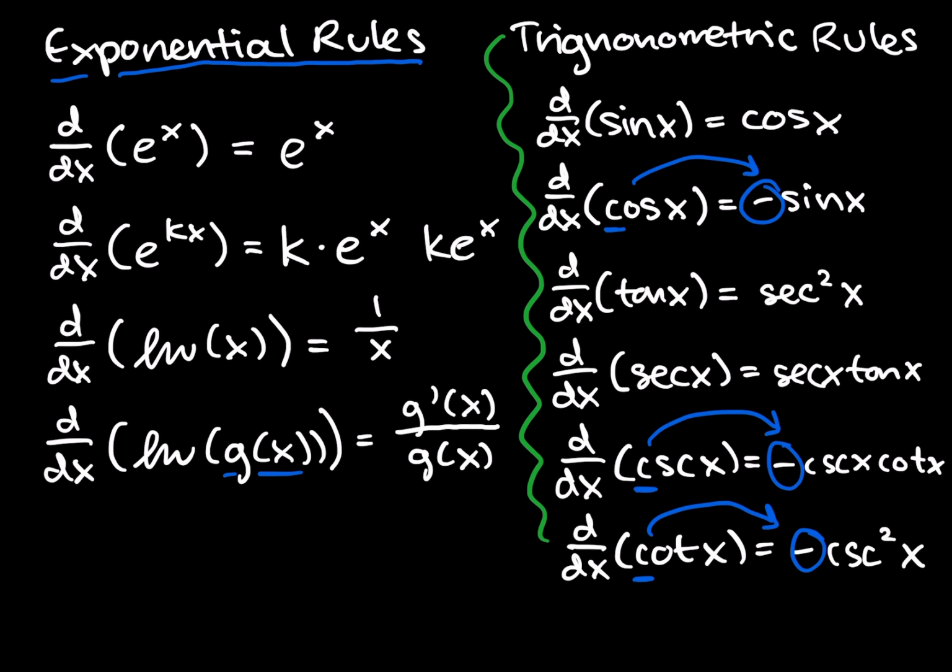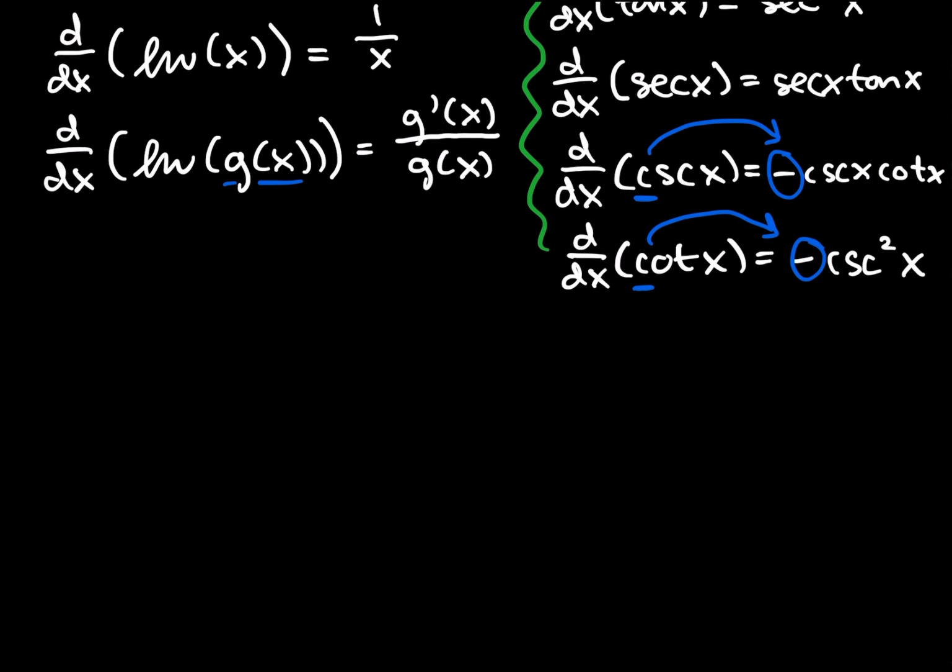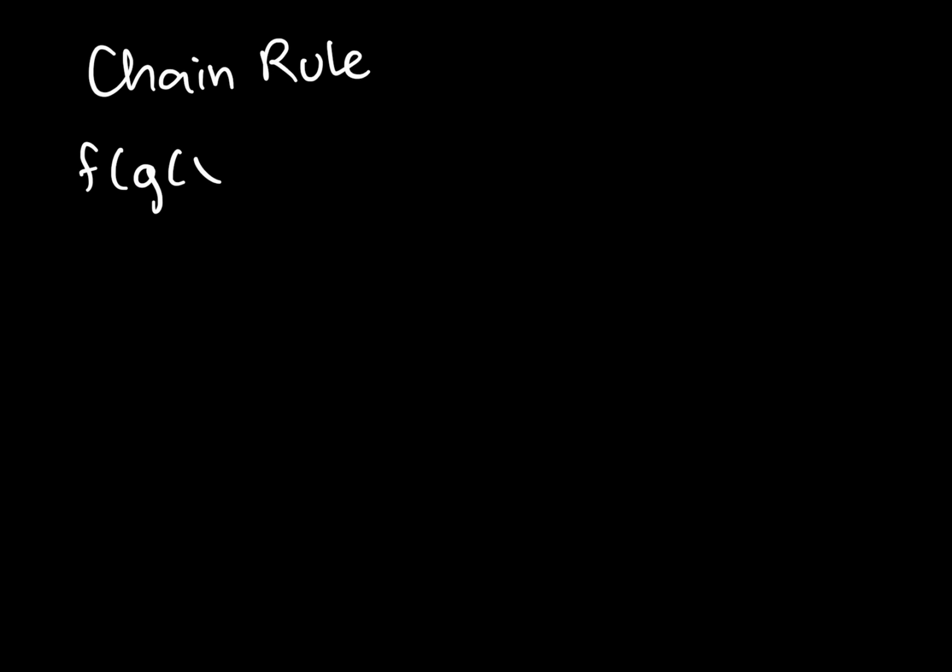But how does the chain rule relate to all this? For one, a lot of these rules are actually derived from the chain rule. And the chain rule is used when a function lies within a function, as is seen in this form below, f of g of x. If you see something like this pop up when you're taking derivatives, you know you gotta use the chain rule.